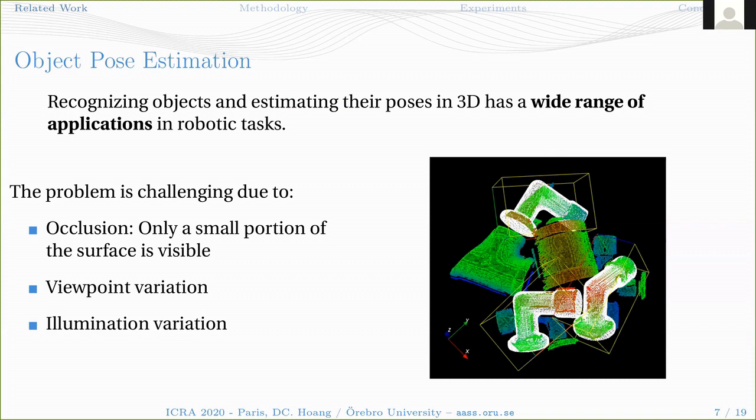Another important component of a semantic mapping system is object recognition and pose estimation. The goal of the study is to identify the name of the object in the scene and its pose in 3D space, including position and orientation. However, this is a challenging task because of occlusion, viewpoint variation, and illumination variation.